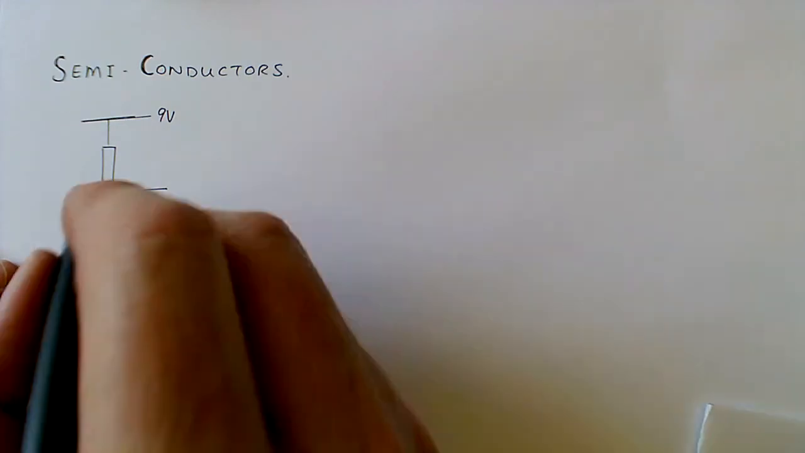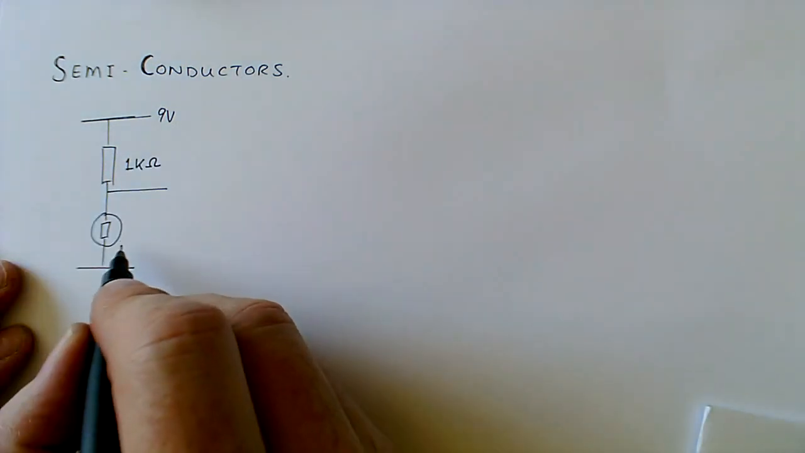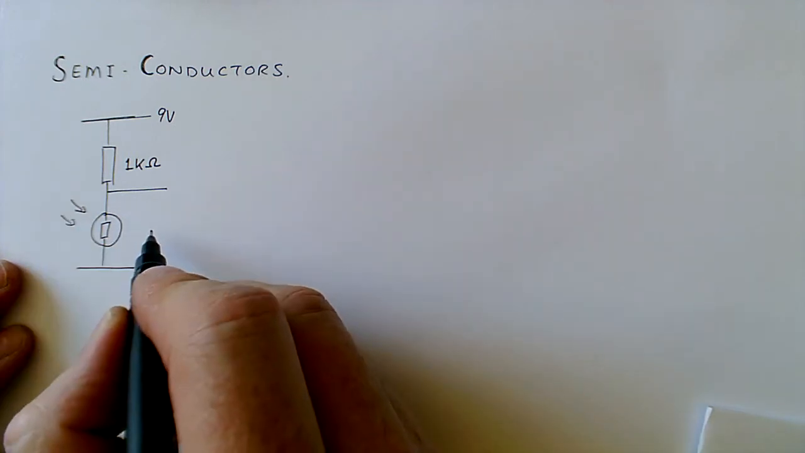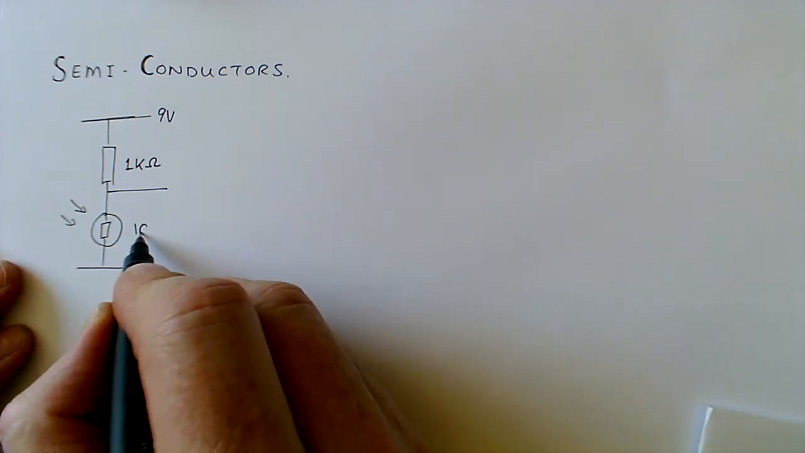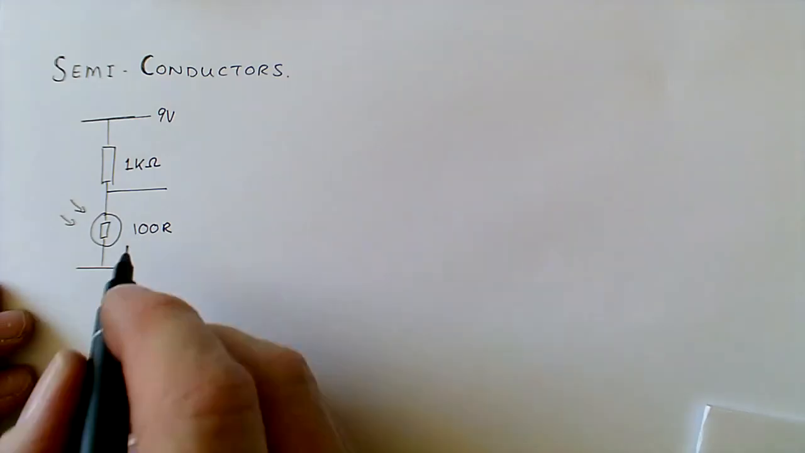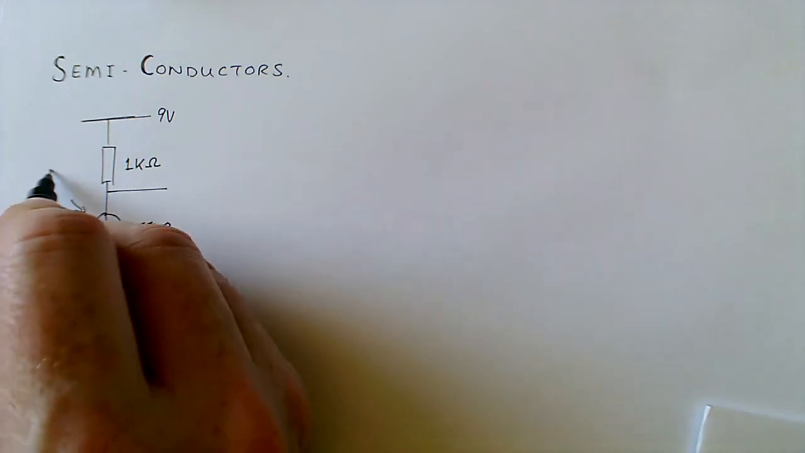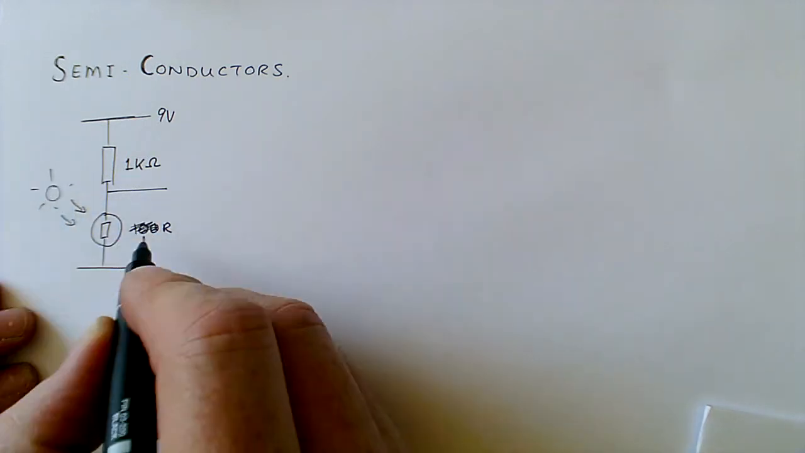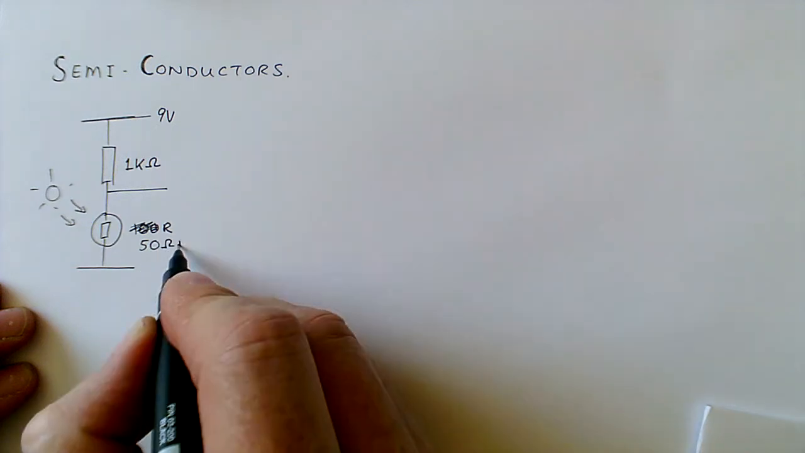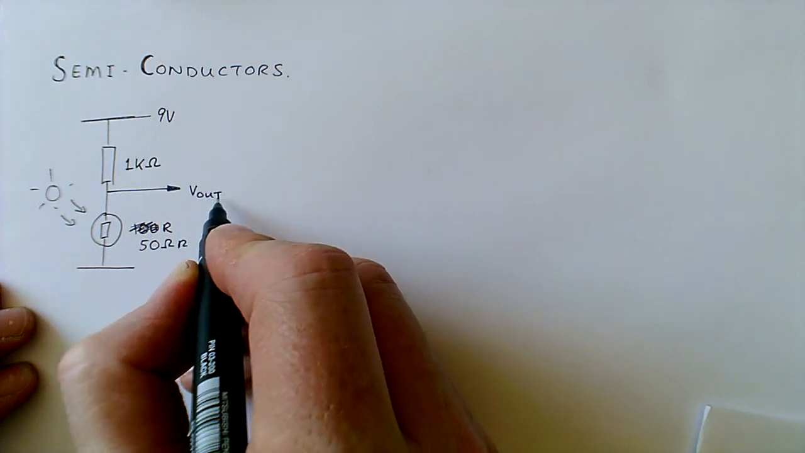So I'm going to start with 9 volts here. I'm going to have quite a large resistor, a 1K, 1000 ohms, and we've got a light dependent resistor here. I'm going to set this at, let's imagine that it's quite sunny and the resistance is 100. What we're going to actually do is make it a little bit brighter even, so let's really make it sunny, and we'll reduce that. We'll make that 50 ohms of resistance. Okay, so what would be V out?